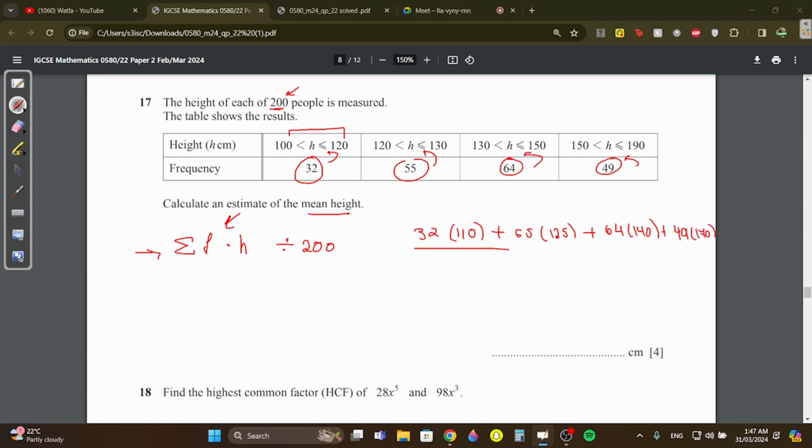And you take this all and you put it over your total number, which is 200. You put this in a calculator and you're going to get 138.425. And again, you're not allowed to round it because that is an exact decimal which you found on the calculator. It's not a rounded number. It's not an irrational number. It's an ending number. So you put the exact answer, which is 138.425.